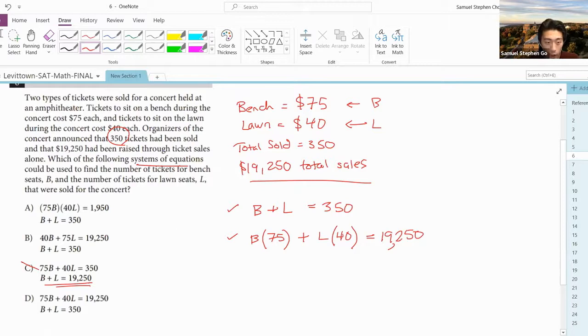And if we kind of look at the answers, that does not look like A. B almost looks like it, but notice they're flipped, right? That 75 should be with the B, and that should lead us to answer D. All right, move right along.